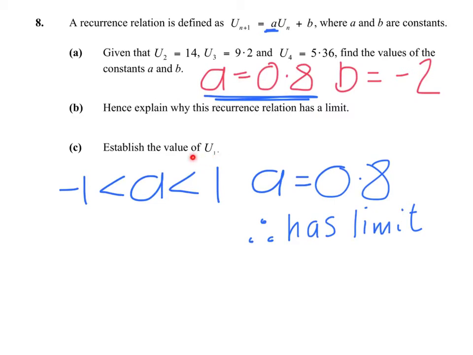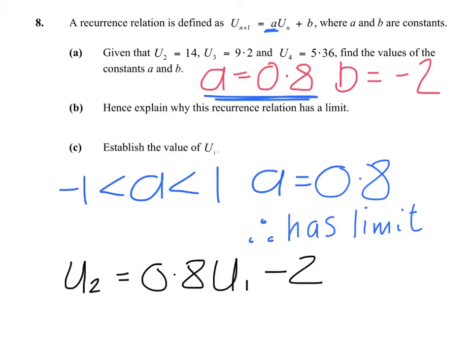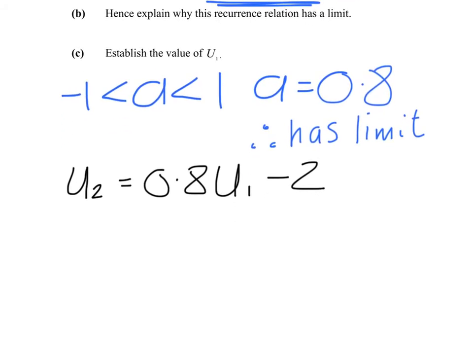Part C asks us to establish the value of u1. Now, normally we would do that by setting up a reconciliation with u1 at the beginning, but that means we would need to know u0 to put inside the reconciliation. So instead of that, we're going to set up a reconciliation with u2 at the beginning. So u2 equals a, which we now know is 0.8, multiplied by the previous one, which is u1, plus b, which is negative 2. So we already know u2, which means we can fill that in at the beginning.